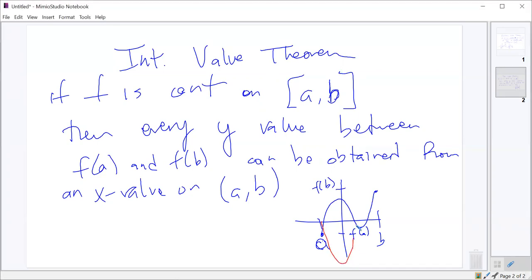Even if I go below on that interval, still every value between f of A and f of B can be found by choosing a value between A and B. That's what the intermediate value theorem says. Does that make sense to everybody? Yes, no, maybe. Great.